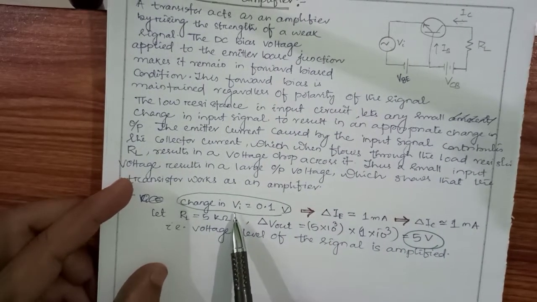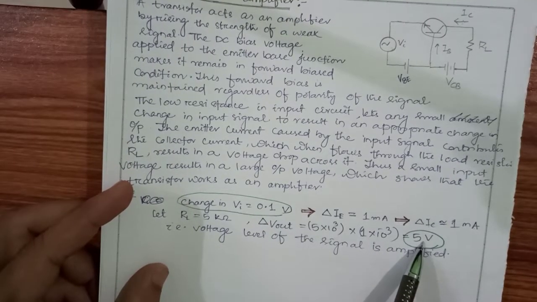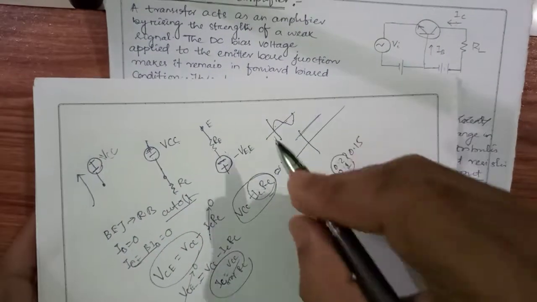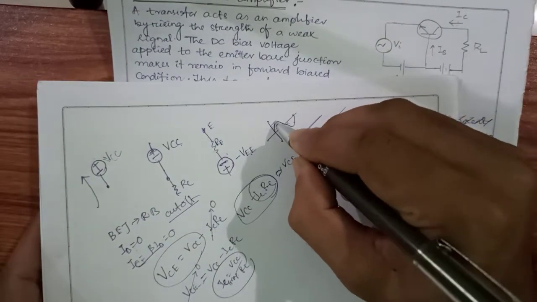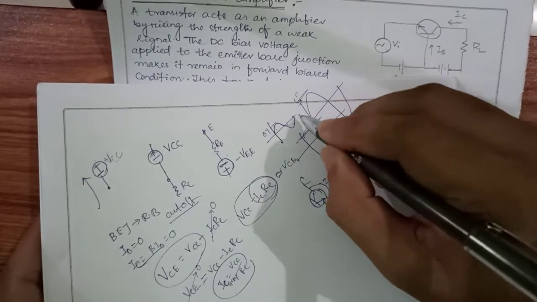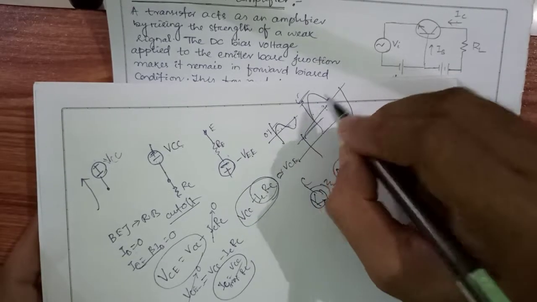So now you see, I am changing 0.1 volt at my input side, and I am getting 5 volt at the output side. So is it amplifying or not? This is the input signal, 0.1, and at the output side I am getting 5 volt. This is 0.1, this is 5. So it is amplified. That's why a transistor can act as an amplifier.